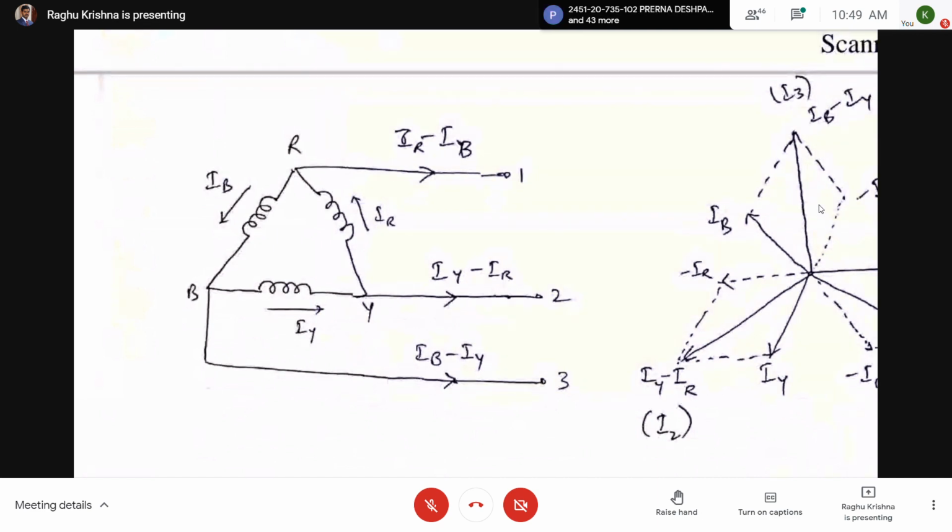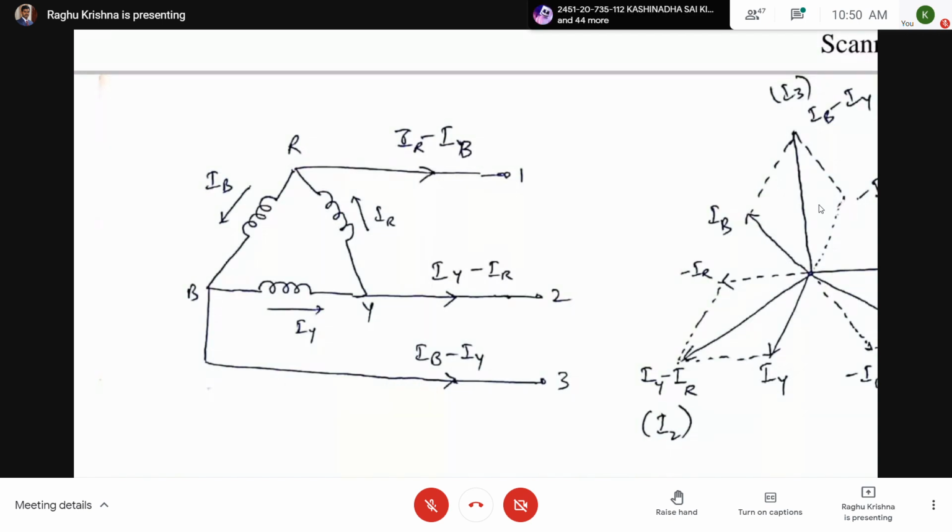Okay. So here you can see IR, IY, IB are the phase currents. Now I1 is the current flowing in line 1. Can you see 1, 2, 3? Those are the lines. So the current flowing in line 1 is I1, which is given by IR minus IB. See here, IR is entering the node, IB is leaving the node R. Okay. So I1 is the current leaving the node.